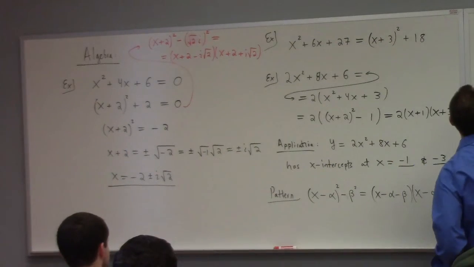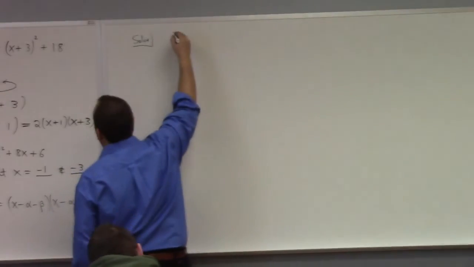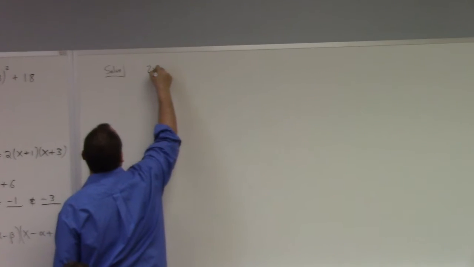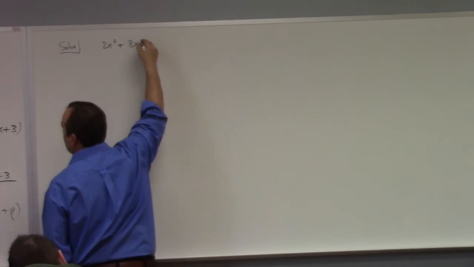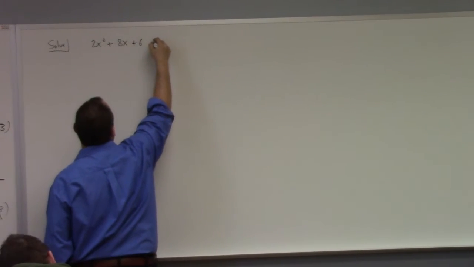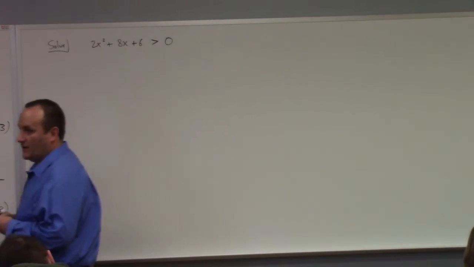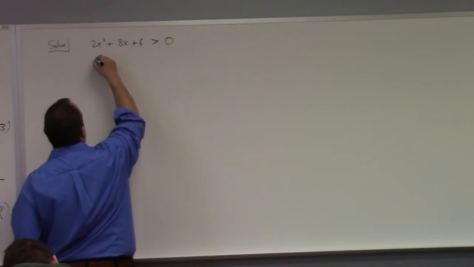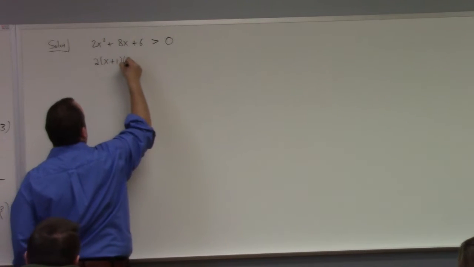What if I asked you to solve 2x squared plus 8x plus 6 greater than 0? How would you solve that quadratic inequality? What's the strategy for solving inequalities, by the way? Factoring is a good idea. So this, we just did that, right? This is 2 times x plus 1 times x plus 3.